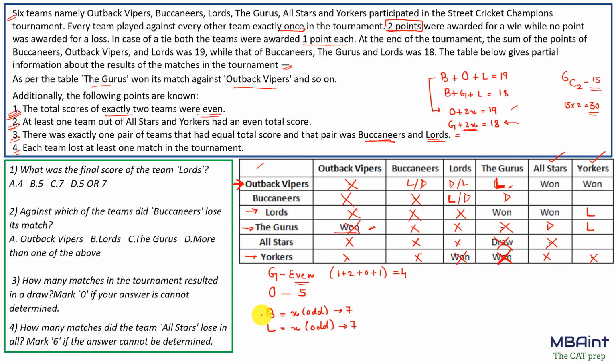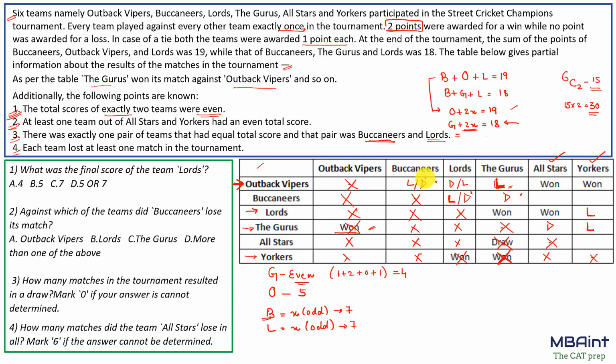Now we see that the total score of Buccaneer, or B, is 7. Now if you sum the score of B, how to find the scores of B? I'll have to look into this cell, I'll have to look into this cell and this cell.